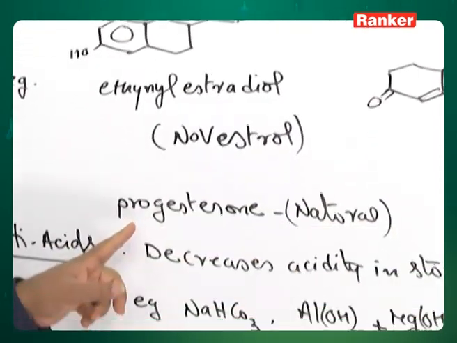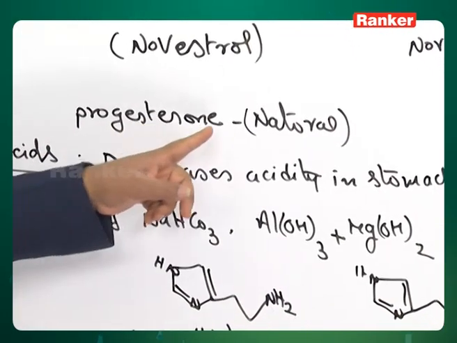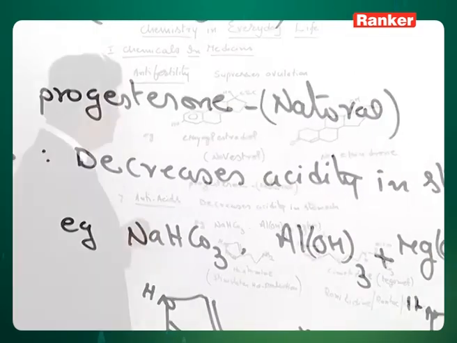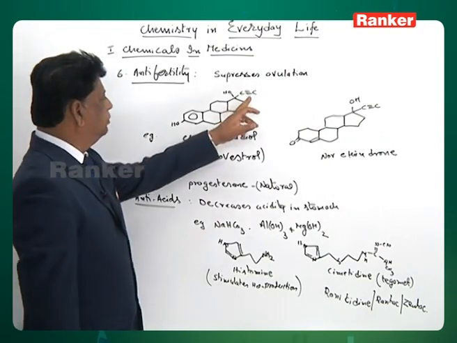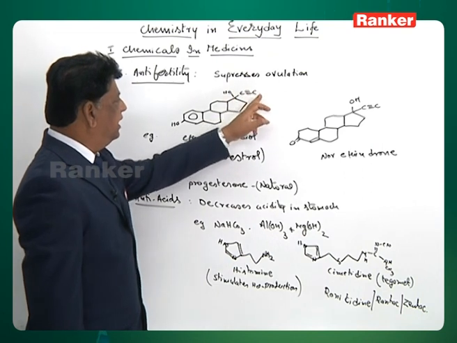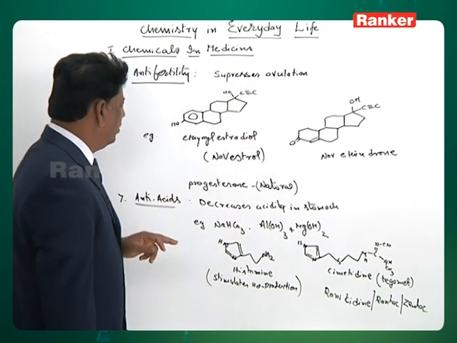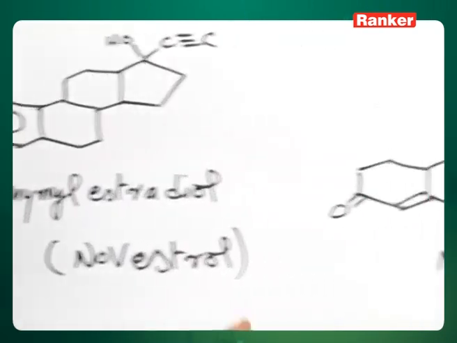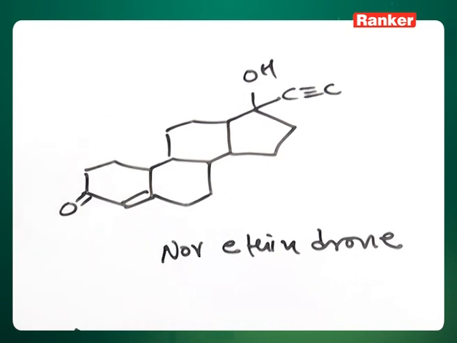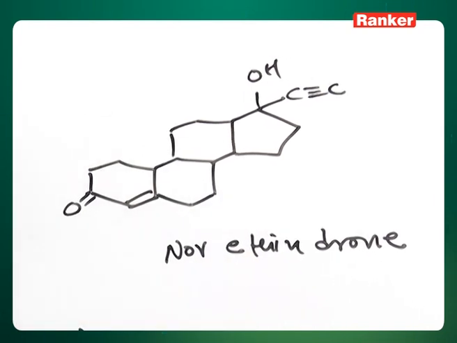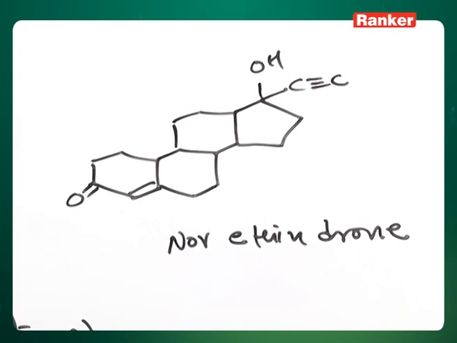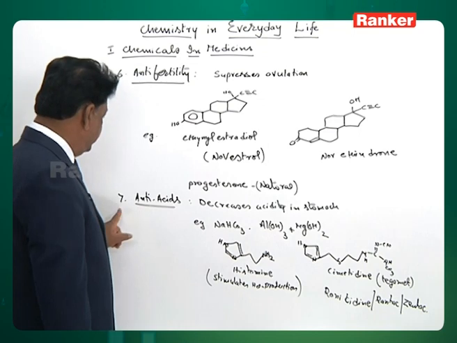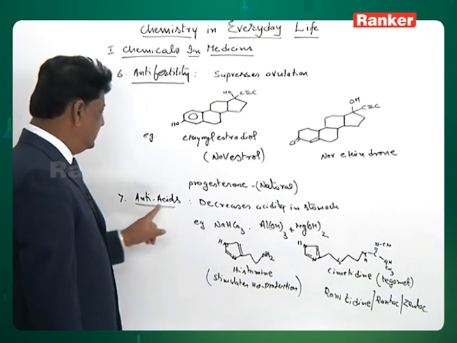There is a natural hormone, progesterone, which controls this whole process. However, the substituted ethinylated derivatives of progesterone, that is ethinyl estradiol, as well as the oxidized form of this compound, norethindrone, are the two drugs used as anti-fertility drugs.